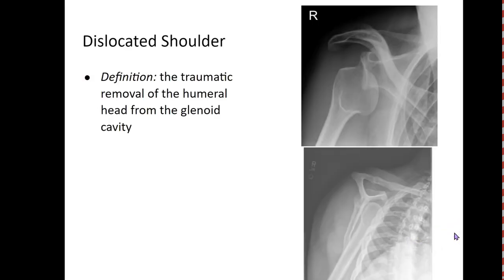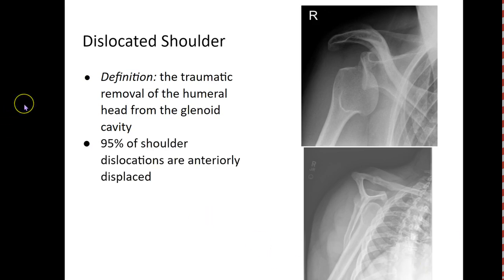Okay, dislocated shoulder. You will see this a lot. This is a pretty common injury. What is a dislocated shoulder? Well, it is the traumatic removal of the humeral head from the glenoid cavity. And of shoulder dislocations, 95% of them are anterior. In other words, the humeral head is projected anterior to the glenoid cavity. And remember, our Y projection is really going to demonstrate those dislocations very nicely.